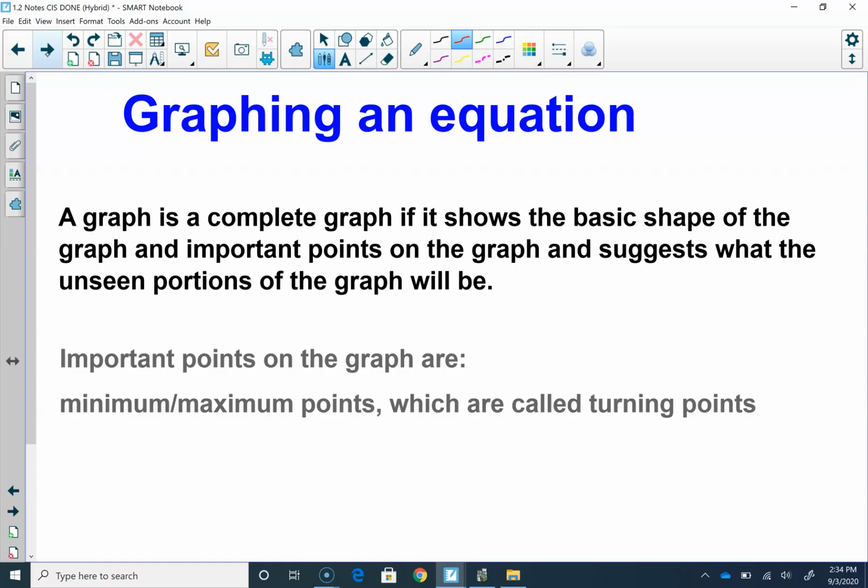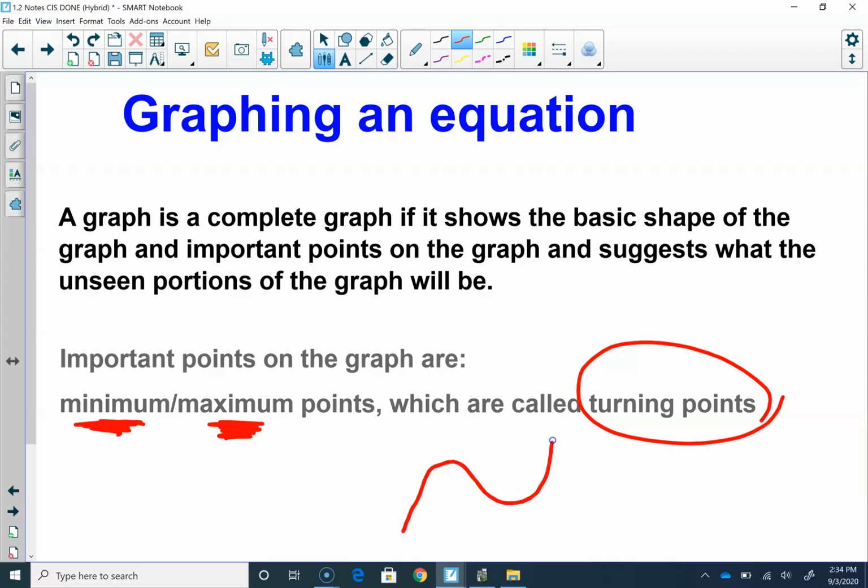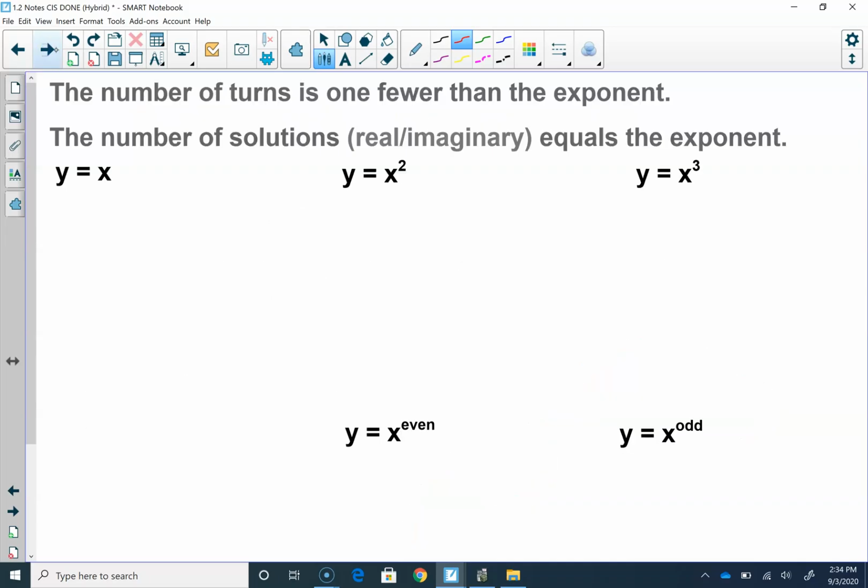Important points on the graph are minimums, maximums, and these are called turning points in the book. So if I had a graph that looked like this, this would be a local max, because it's not the max because this goes to infinity, but it is a local max, and this would be a local min. So we're going to be able to find those using our graphing calculator.